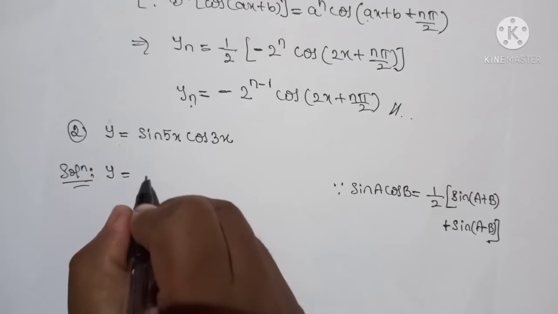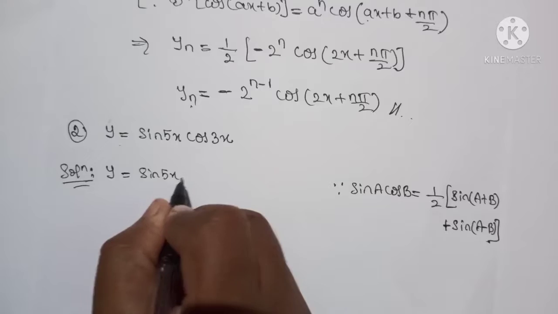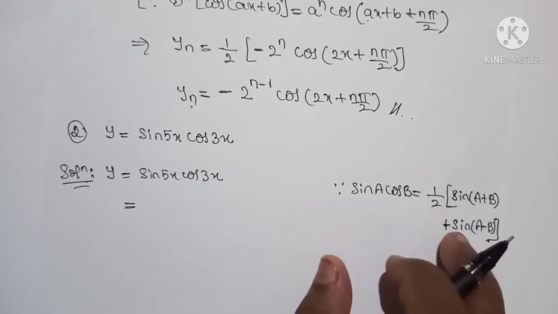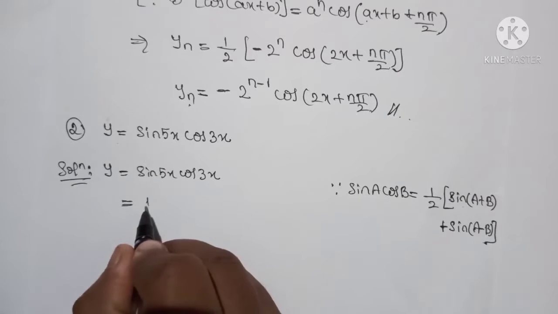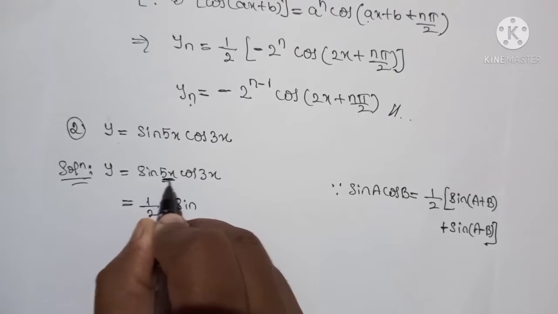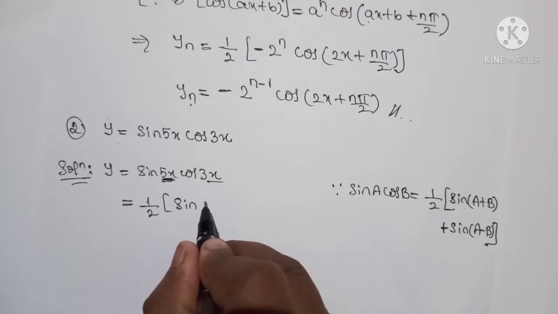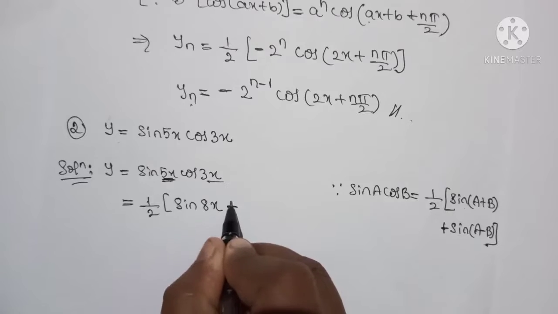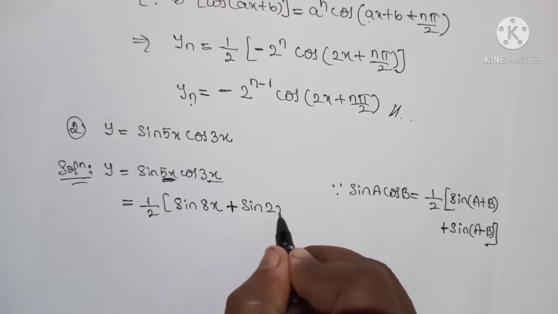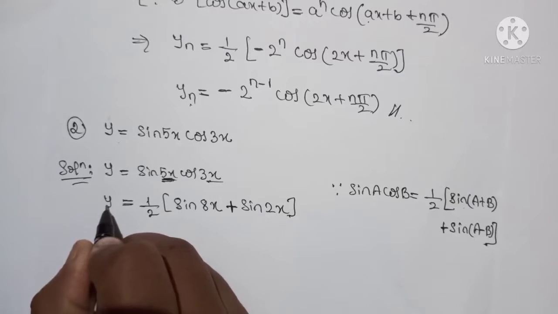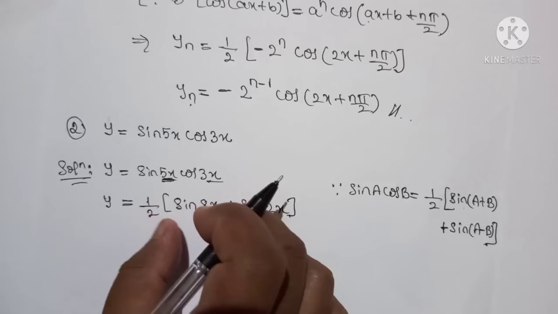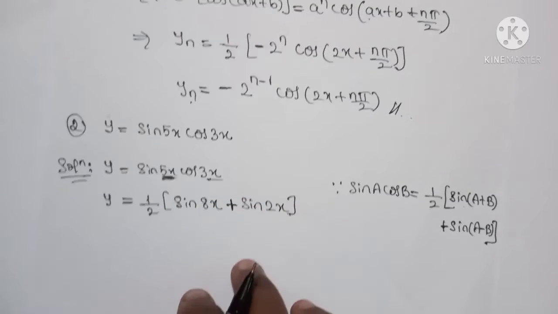Solution: let y equals sin 5x cos 3x. Using this formula, this can be written as 1 by 2 times (sine of (a plus b), where a plus b means 5x plus 3x, which is 8x, plus sine of (5 minus 3), which is 2x). Now we can apply the nth derivative for this, which will be easy, because we directly have the formula for sine 8x and sine 2x.